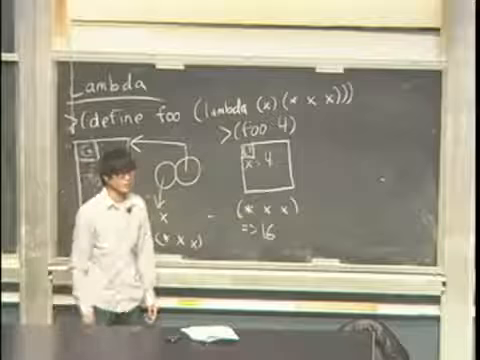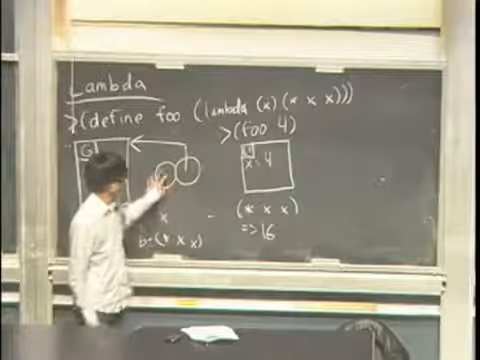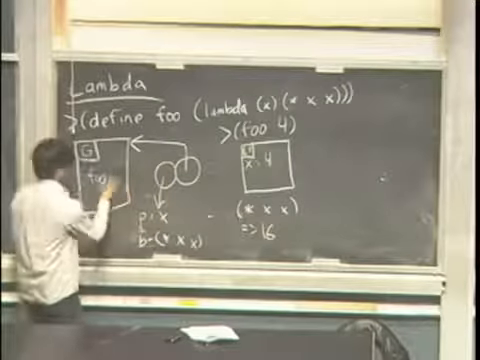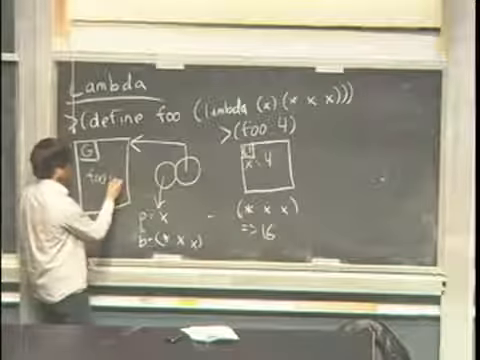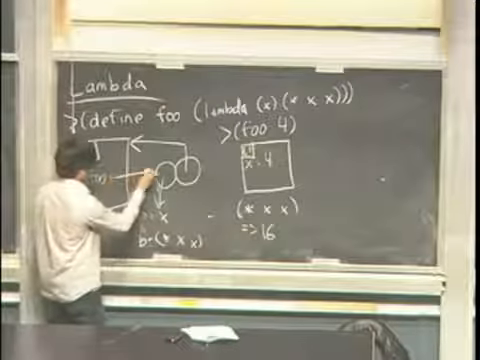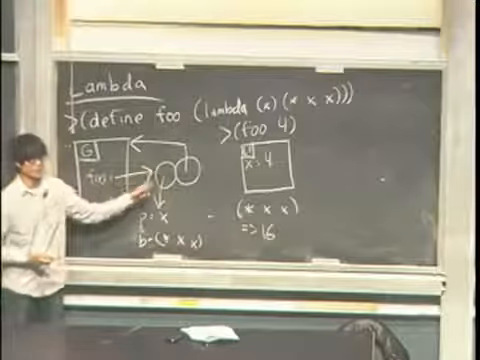Yes, question? Is that bubble that you drew for lambda supposed to be in the environment or outside? You can think of it in. Oh, you're right. I forgot to draw this arrow. Foo points to this lambda.